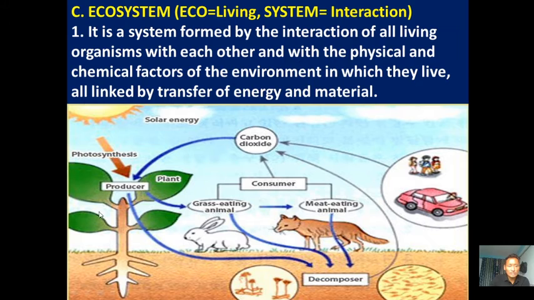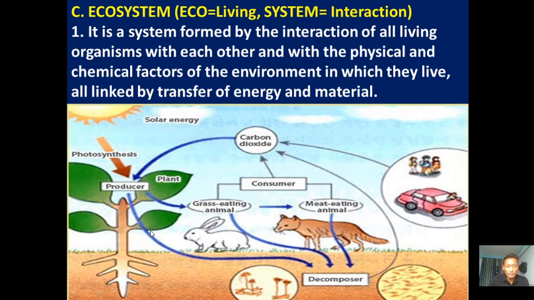So all the plants on this planet are called producers. These plants are eaten by herbivores. Herbivores are animals that eat plants. Those herbivore animals are again eaten by carnivore animals. They are called consumers: primary consumer and secondary consumer.